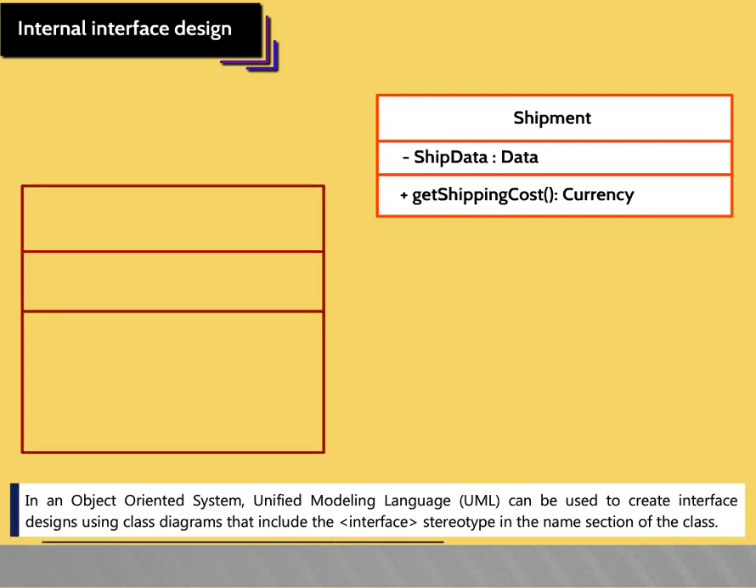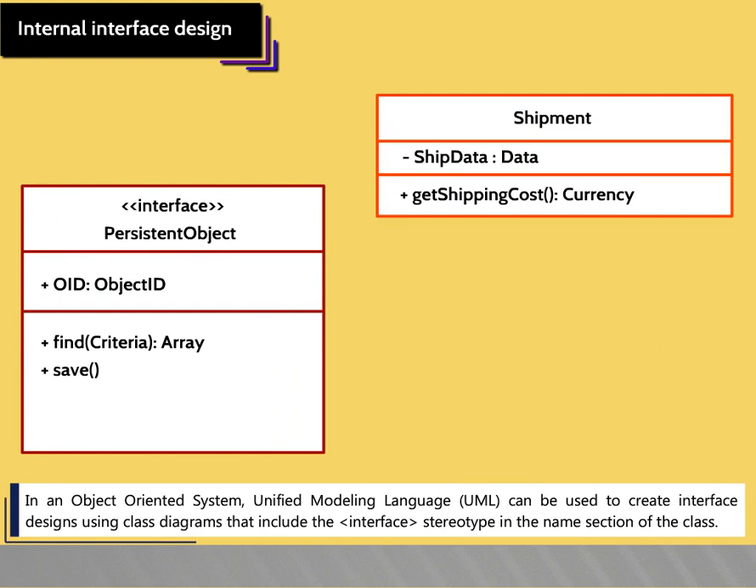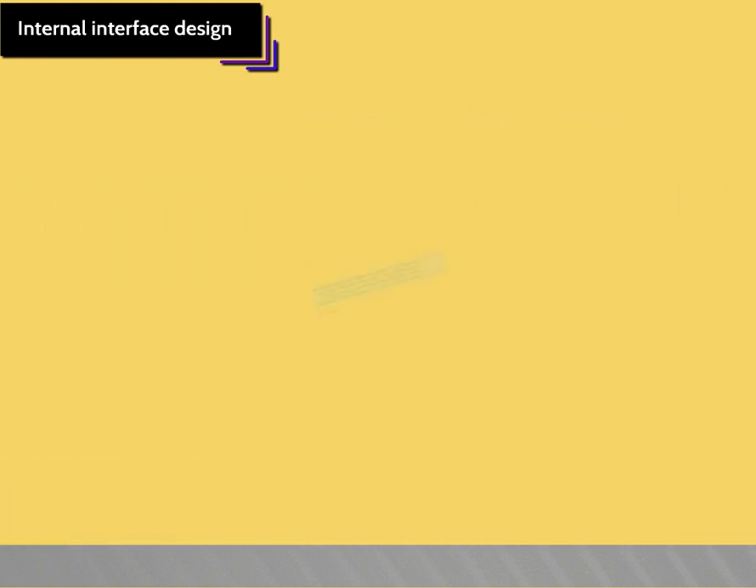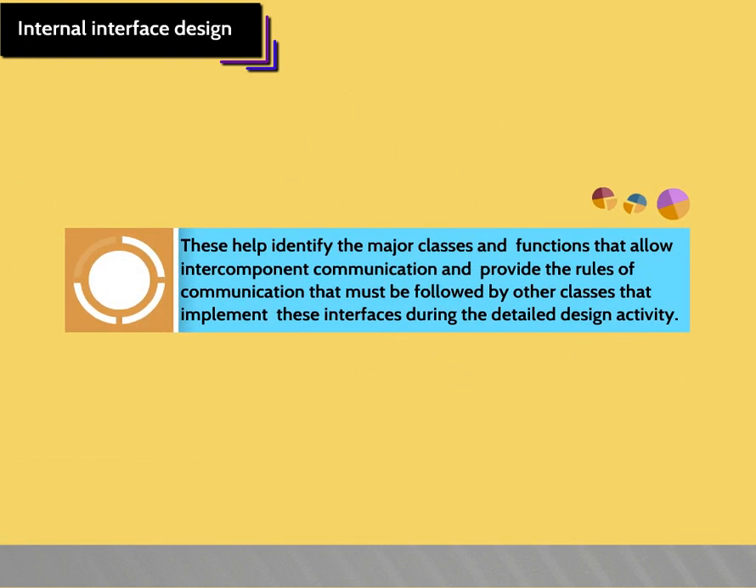In an object-oriented system, Unified Modeling Language, that is UML, can be used to create interface designs using class diagrams that include the interface stereotype in the name section of the class. These help identify the major classes and functions that allow intercomponent communication and provide the rules of communication that must be followed by other classes that implement these interfaces during the detailed design activity.